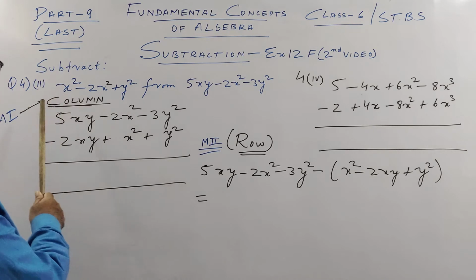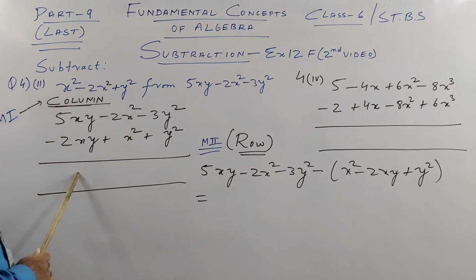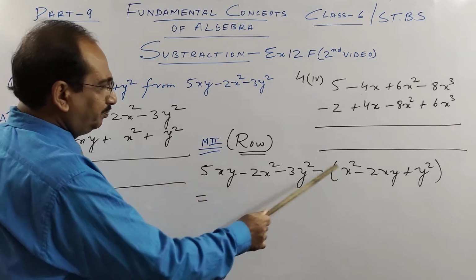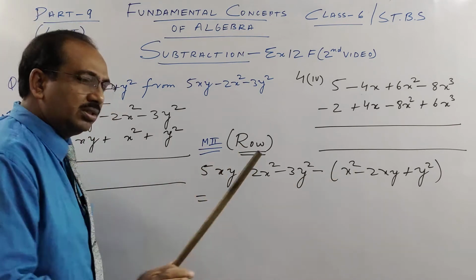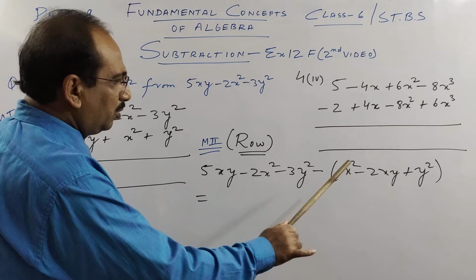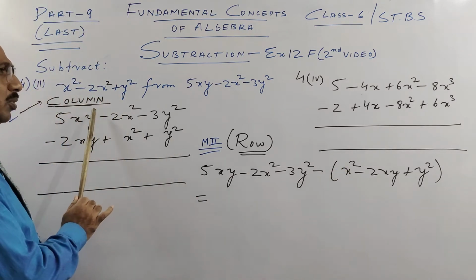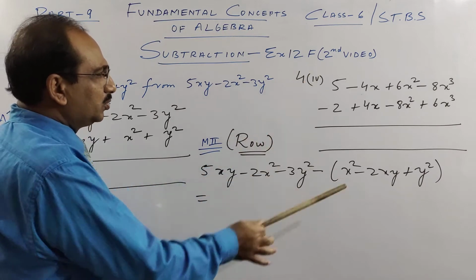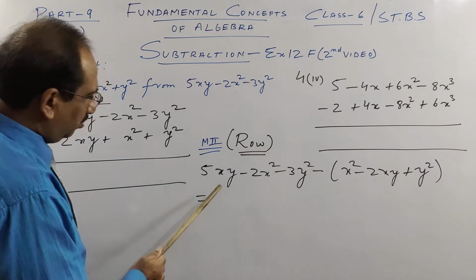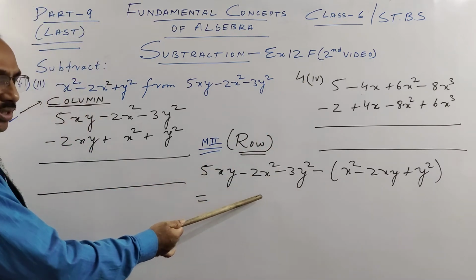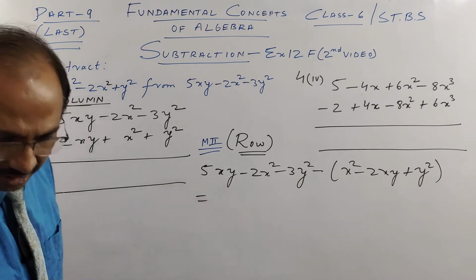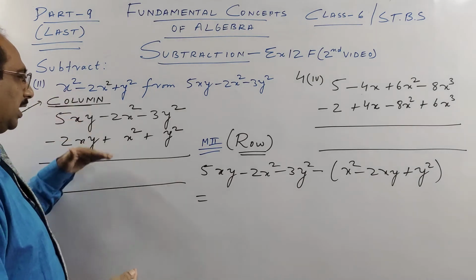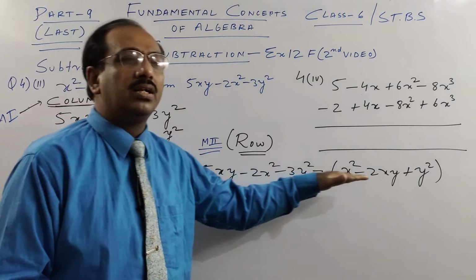First method I am showing the same sum by column method, and in M2 you will see I do the same sum by row method. Only one sum I am going to show you by both row method and column method, and for the rest of the 10 or 12 questions I will use only the column method. If you are comfortable with this, nobody will have any problem. Almost the concept is the same. Here we write in a column and here we write in one row.